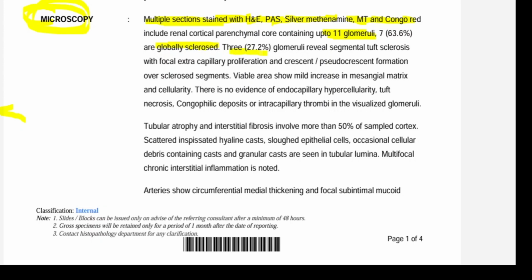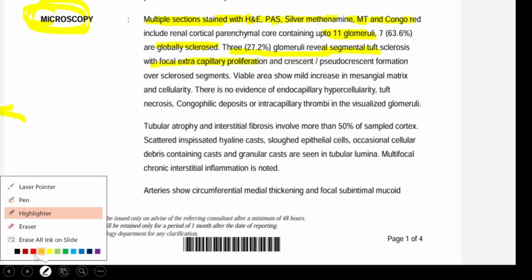3 glomeruli reveal segmental tuft sclerosis. Now you will understand what the tuft is. They have told the entire glomerular tuft is going for sclerosis. What else have they made out? Focal extracapillary proliferation. Extracapillary means outside the glomerular capillary, there is presence of inflammatory cells. So this is the terminology they use. That is why the medicine resident who doesn't get exposure to these kinds of biopsy reports will get confused about what the pathologists want to say.